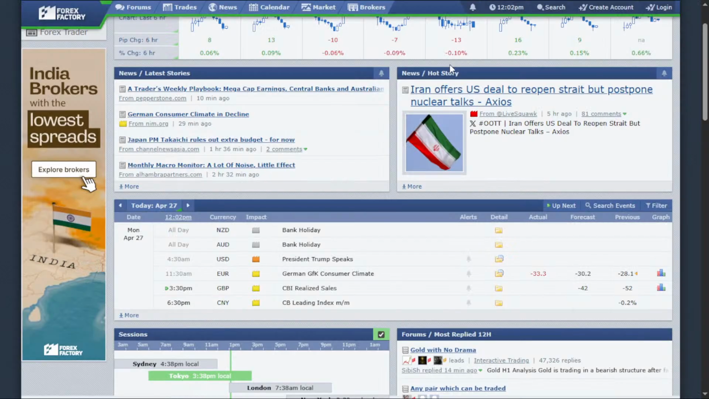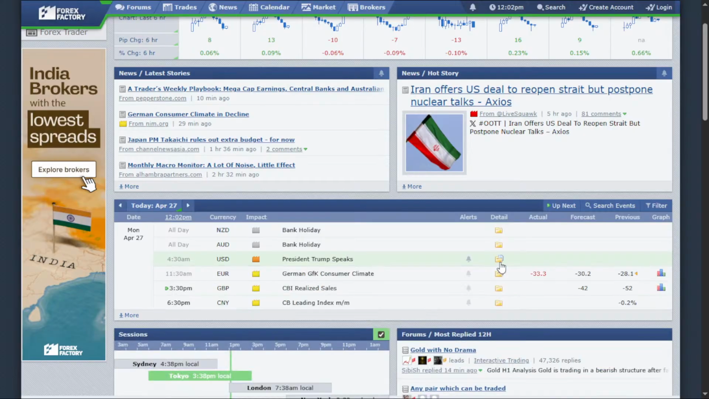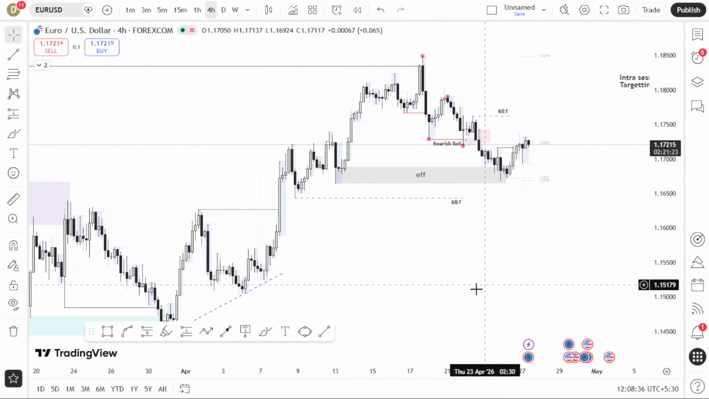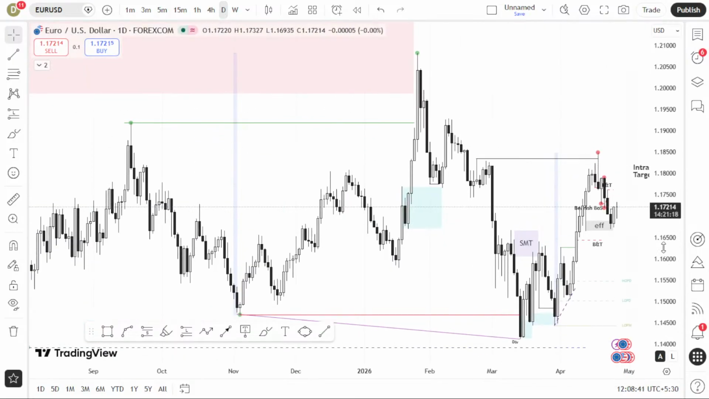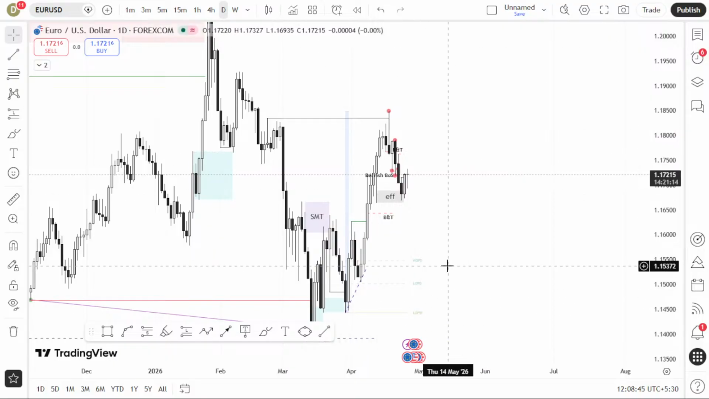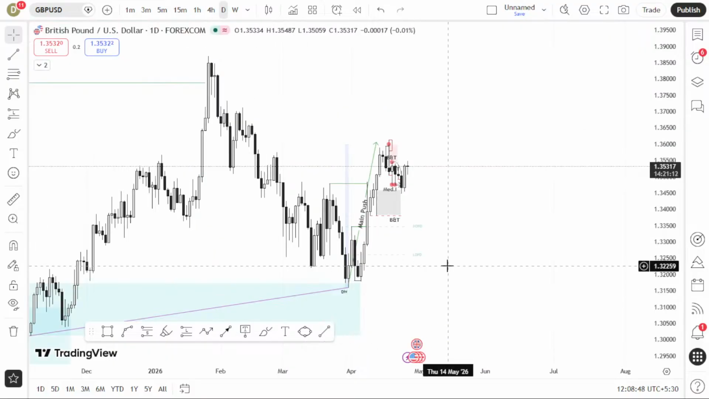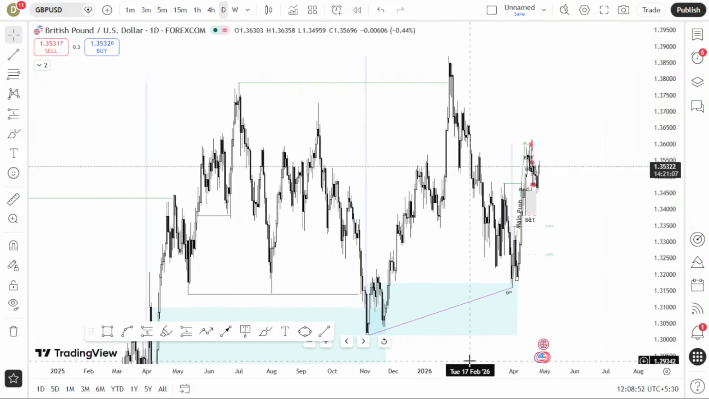I don't think there is any news today to watch out for. We have the Trump news, but I don't think it will be that effective. But can't say, because it's Trump, you know. We will go through the charts one after another. Let's see how this week will go.